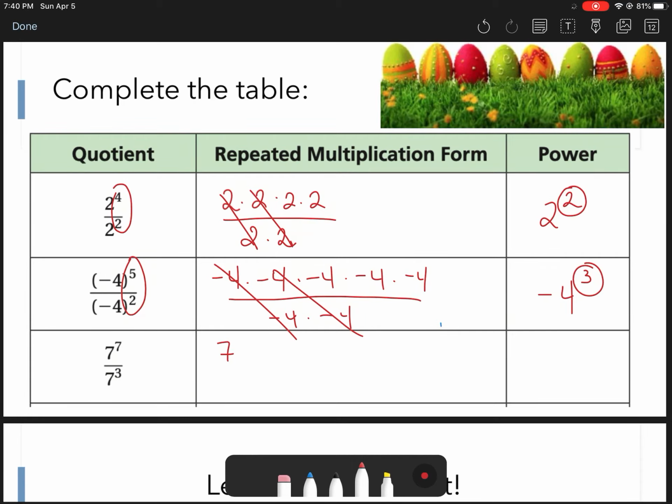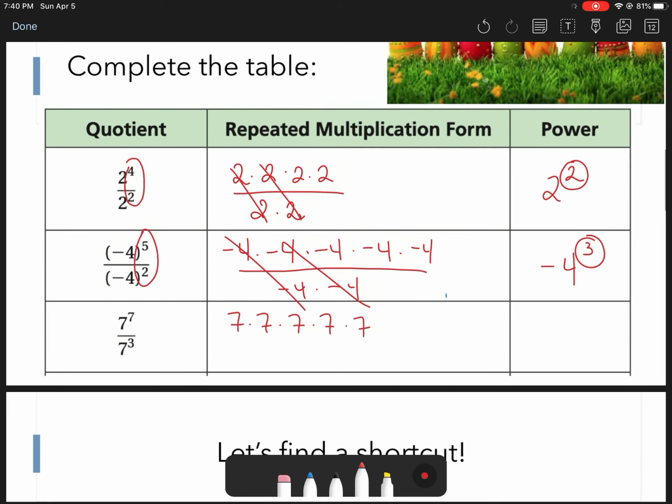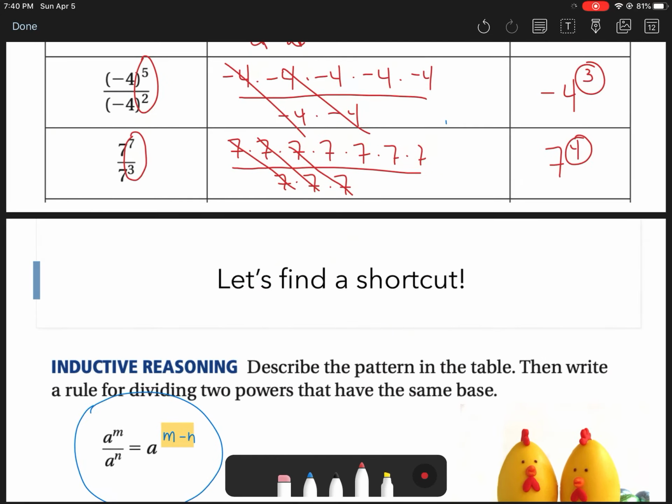Last example here, we have 7 sevens in the numerator. 1, 2, 3, 4, 5, 6, 7. And we have 3 sevens in the denominator. We can simplify these, and we get 7 to the 4th power. Hopefully by now you've seen a relationship between the exponents, which leads us to the shortcut.